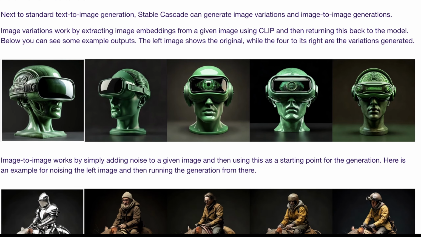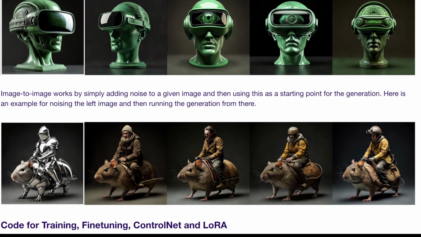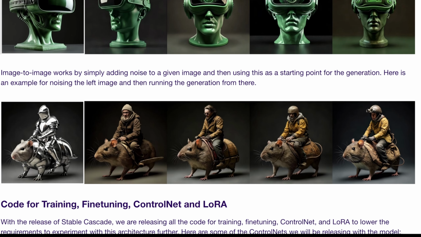So the variations are great, and also image to image is great. And what's cool is when you have a multi-stepped model like this, you can make changes in one earlier stage and not run it through the entire model again, which means you maintain consistency much better. Here, image to image works by simply adding more noise to a given image and then using this as a starting point. And you can reference a starting point kind of deeper in that process than you could in the past.